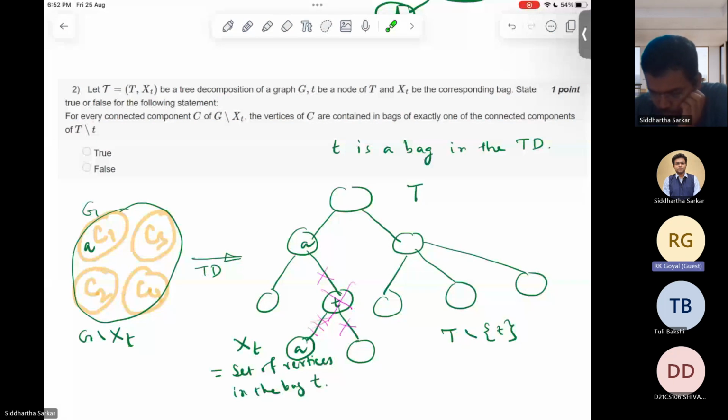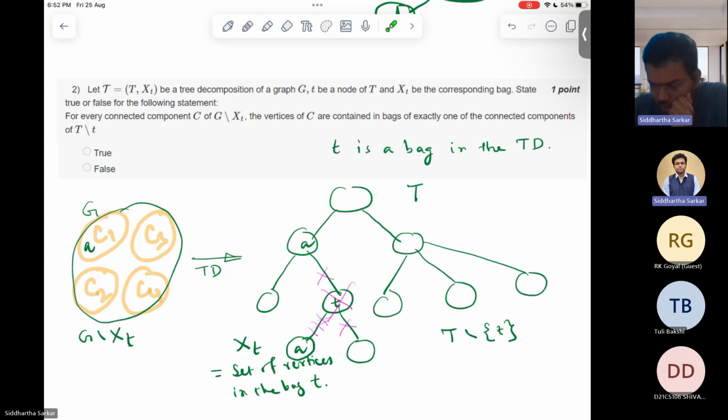Or do I need to consider any other possibility that may exist? So the other possibility could be that if it belongs to, say, this vertex which is already connected to A, but then it lies within the same component. So therefore, this is true. Correct. So your argument is correct, except I will add one more sentence.